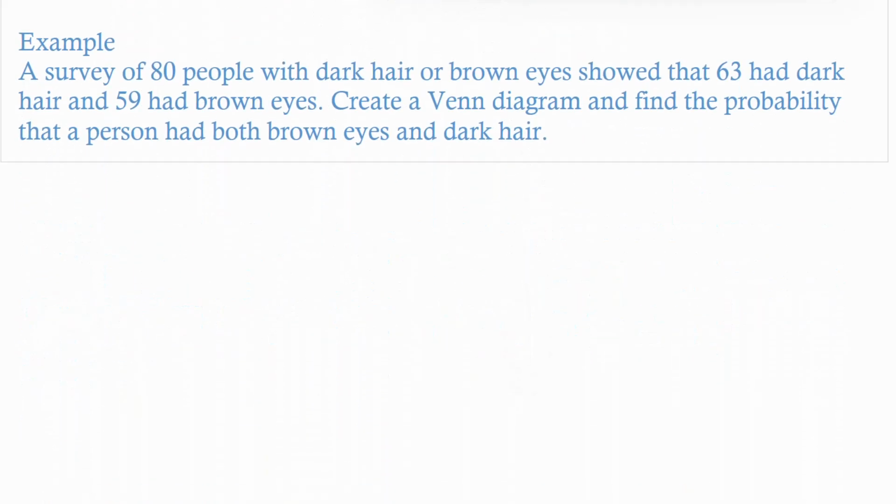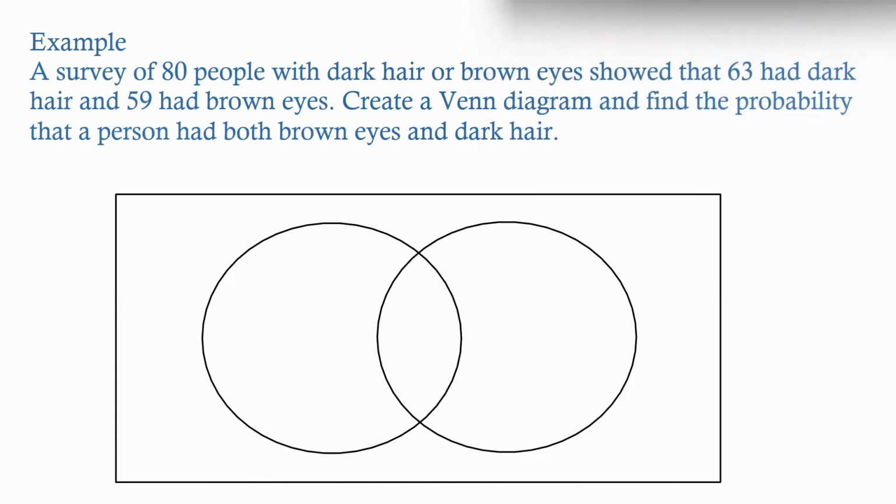So here's another example. We have a survey of 80 people with dark hair or brown eyes. 63 had dark hair, 59 had brown eyes, and we want to create a Venn diagram and find the probability that a person has both brown eyes and dark hair. So we're going to quickly whip up a Venn diagram, and we know that 63 had dark hair, 59 had brown eyes. Problem though is that if you add those together, 63 and 59, we get a number much larger than 80. We end up with 122, but there's only 80 people that did it.